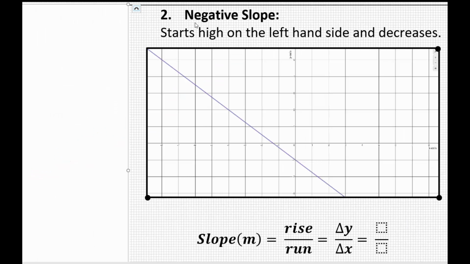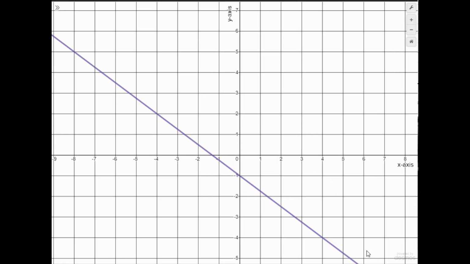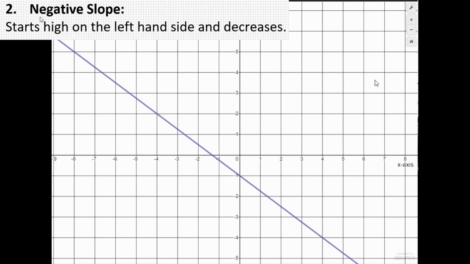Now let's take a look at our second example, what it looks like to have a negative slope. Anytime you notice that a line starts high on the left-hand side, like this, up in this corner, and then it decreases or goes down, like a slide, then you have a negative slope. Alright, but we want to be even more precise, so again, the first thing we're going to do is look for those lattice points.